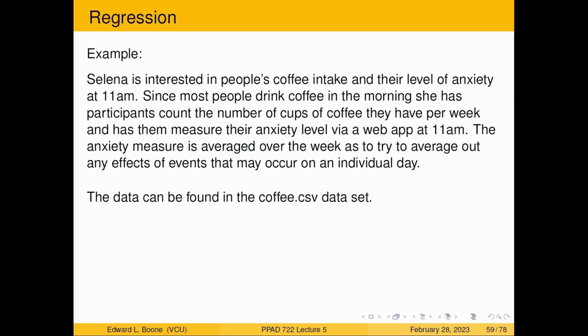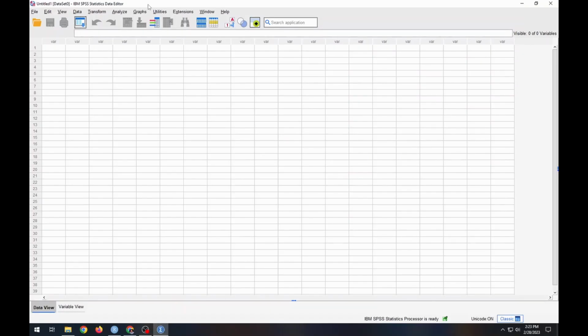The data can be found at a link that's listed below in a repository, but just click the link and you should be able to get this data. It's coffee.csv. And what we're going to do is go over to SPSS and load it in.